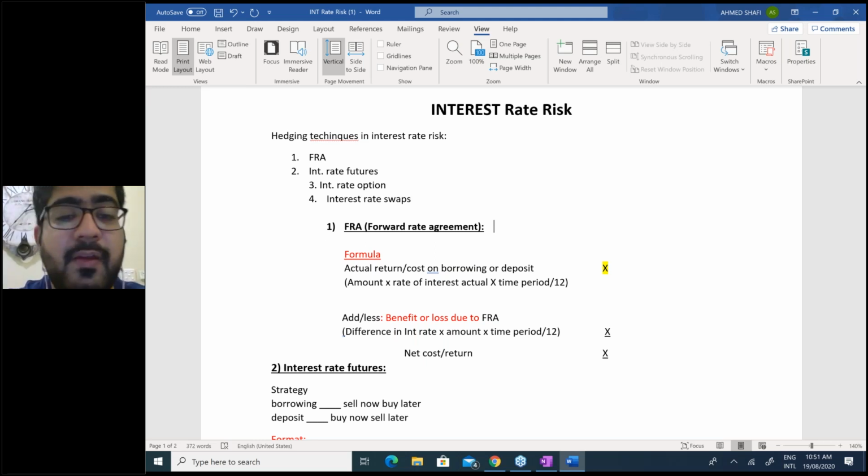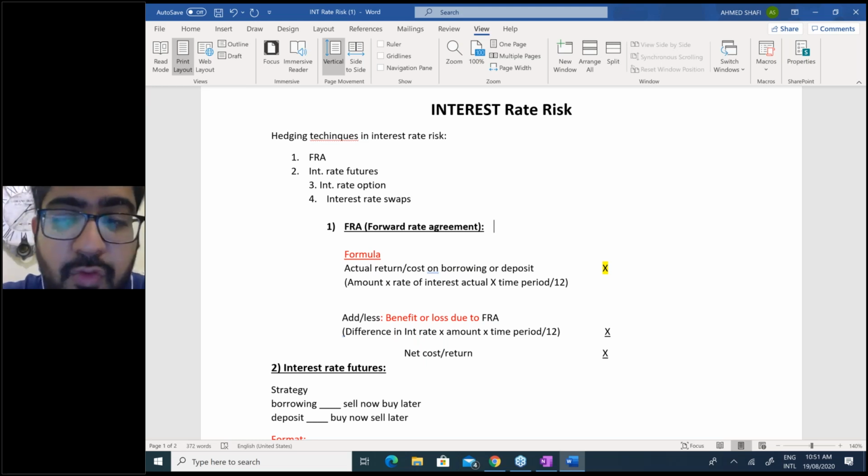Same goes the other way. Let's suppose in the second transaction, you judge that you have got a loss due to FRA. You can add loss as well as deduct loss, depending on the first transaction. If you got a borrowing case, and in the first transaction you wrote cost on borrowing, and then you judged it's a loss, loss increases cost, you need to add it.